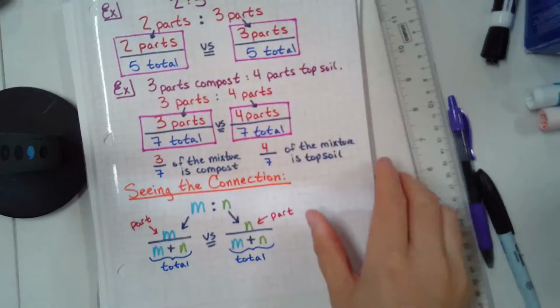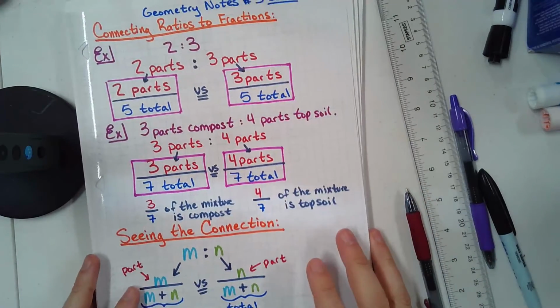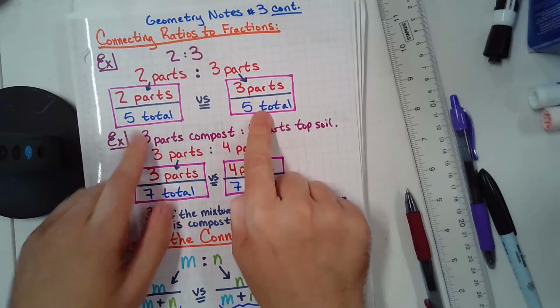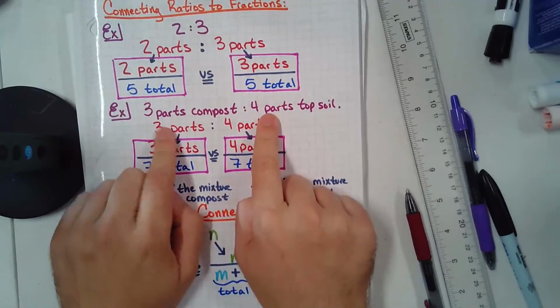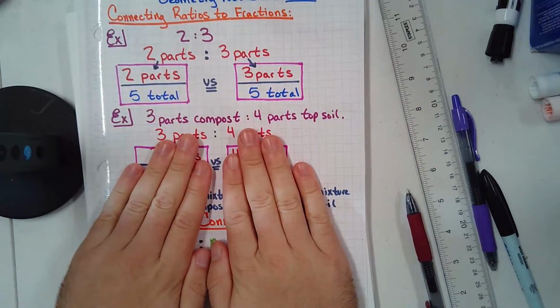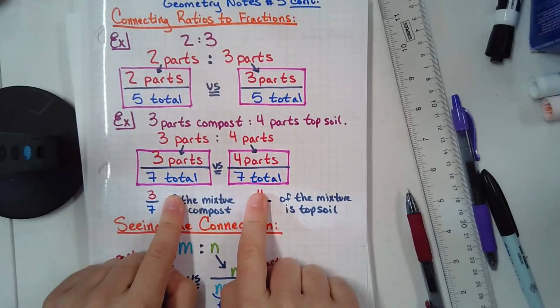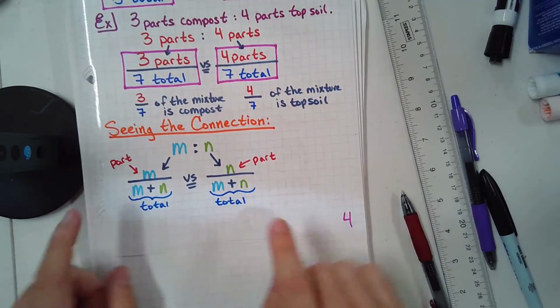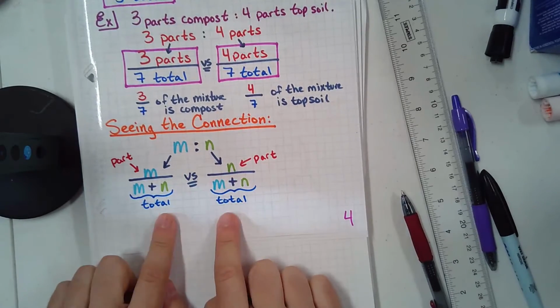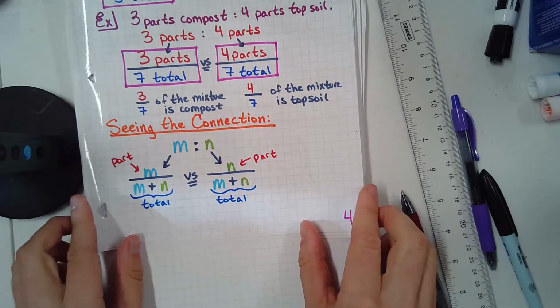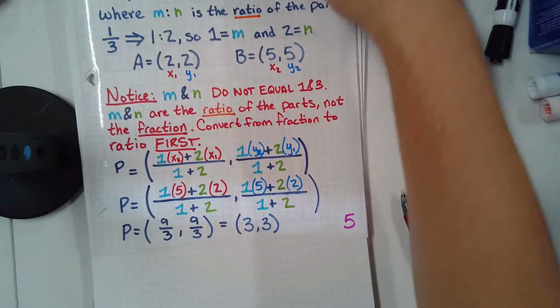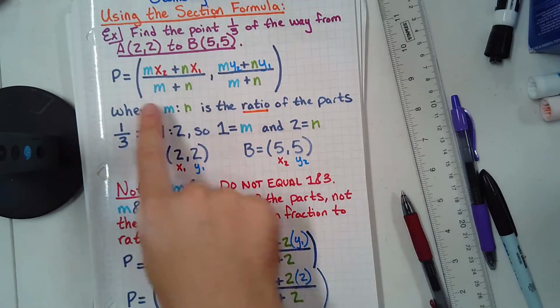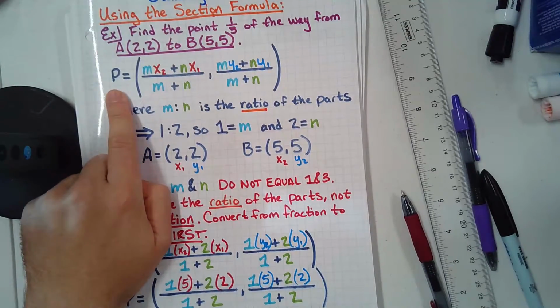Page 4, we do some more. 2 to 3 is 2/5 to 3/5. A 3 to 4. What's 3 to 4? That's going to be 3 what and 4 what? 3/7, 4/7, right? The total amount. Cool. Seeing the connection. So M and N, those are the parts, and then the total is on the bottom, right? We've talked about that as well. And then we're back to here. Look, section formula. Now, why do they call it P here instead of M?